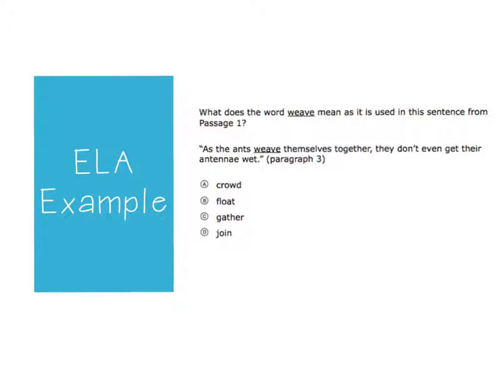Here's another ELA example. And this one is assessing a vocabulary standard in which the students would have to figure out what the word weave means in that sentence. So you can see that the sentence is there. Also, students can go back to, in this case, paragraph 3 to read that word in context to be able to determine the meaning of it.